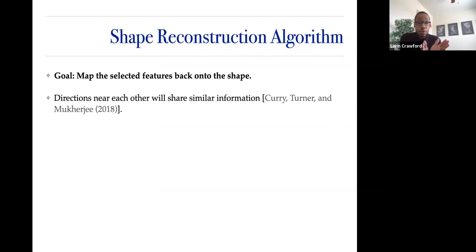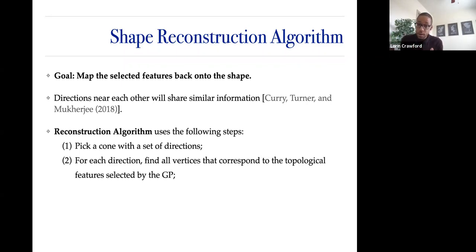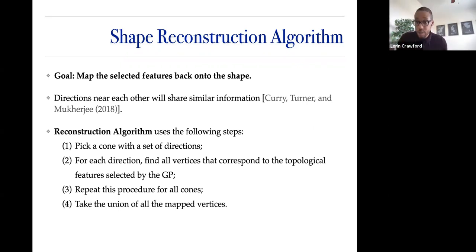What we do here is take advantage of an idea that my previous PhD advisor and some of his colleagues came up with: if I do a sweep over a direction, directions that are near each other are going to share similar information, right? And so we leverage that. We pick cones of directions for our sweeps, try to identify the significant features that fall within that cone, and save those. Then we repeat this for many different cones around our objects, take the union of all those, and reconstruct our shape.